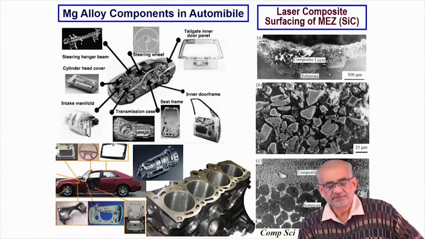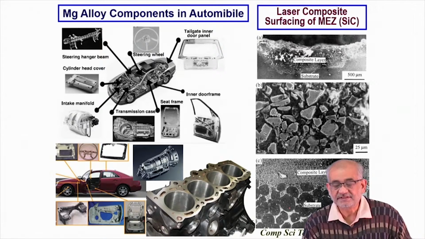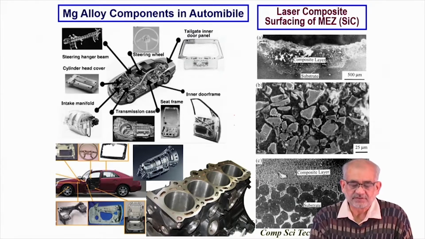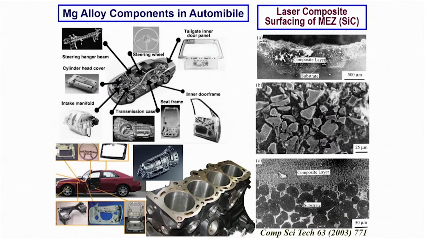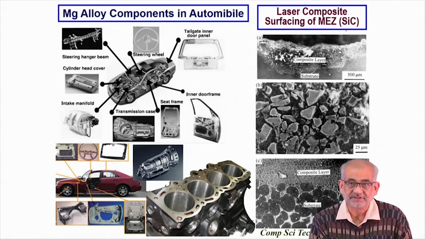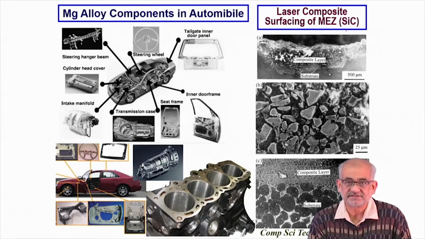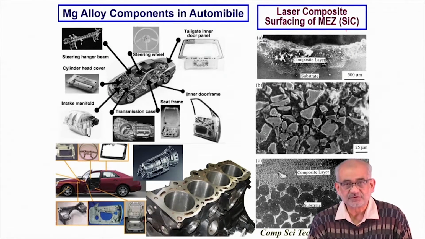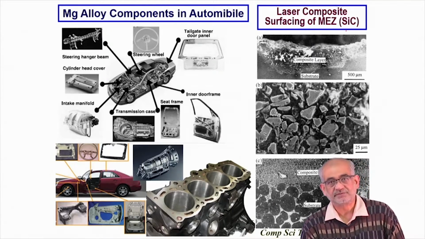So similar approaches can be used for creating certain graded composites onto the surface. So here is an example. These are automobile components which can eventually be made out of magnesium, certainly not steel, not titanium, not even aluminum. We are talking about magnesium, so obviously density wise much lower, and the overall weight reduction will be significant. But magnesium is very prone to oxidation, corrosion, and also carries fairly low strength and poor wear resistance.